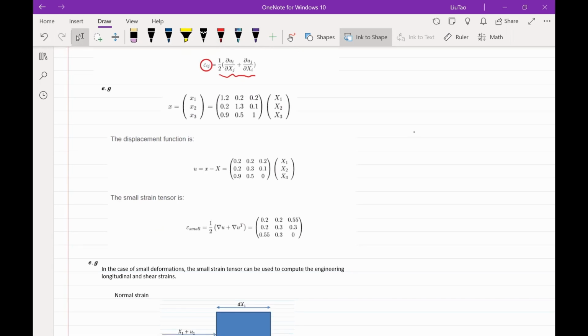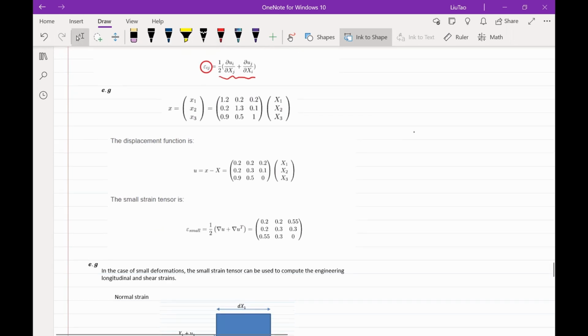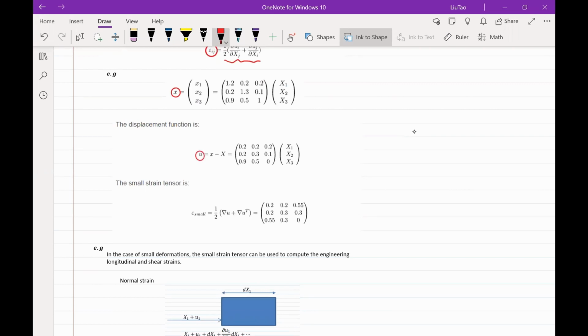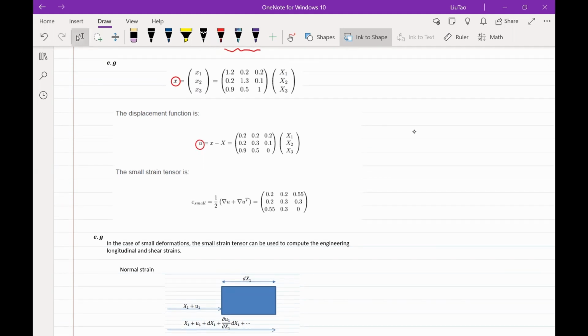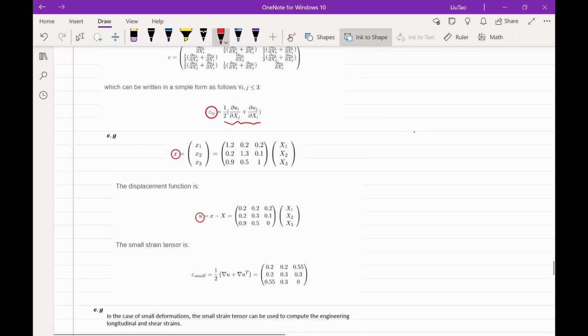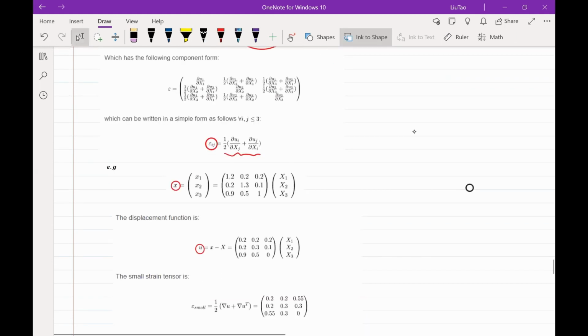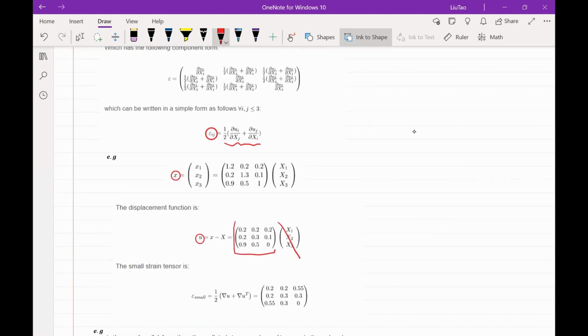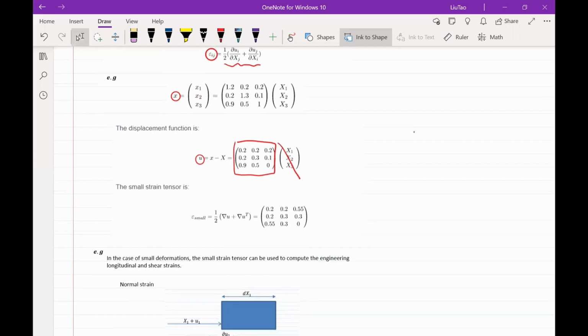Now let's take a look at an example. If we know the relationship between small x and capital X, then we know that u is equal to small x minus capital X, which is equal to 0.2, 0.2, 0.2, 0.2, 0.3, 0.1, 0.9, 0.5, and 0. And then del u is equal to this matrix.